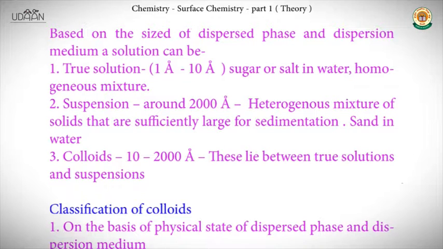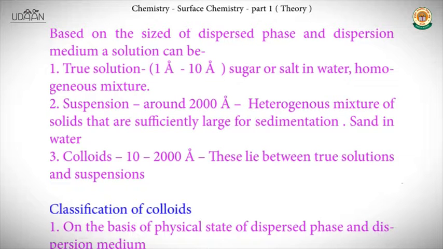And now we come to suspension. The size is much bigger than in case of true solution. It's around 2000 angstroms, and it's a heterogeneous mixture of solids, and the solids are sufficiently large for sedimentation. We can see them with the naked eye. Say for example, sand in water is a suspension. We can easily see sand particles in water. They do not dissolve. The third is colloids. Colloids fall in between true solutions and suspensions. The size range is around 10 to 2000 angstroms. So their properties also lie between these two solutions.